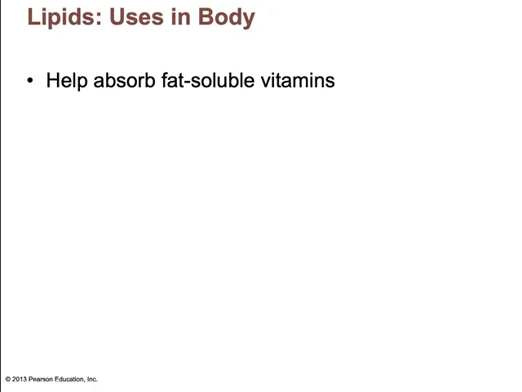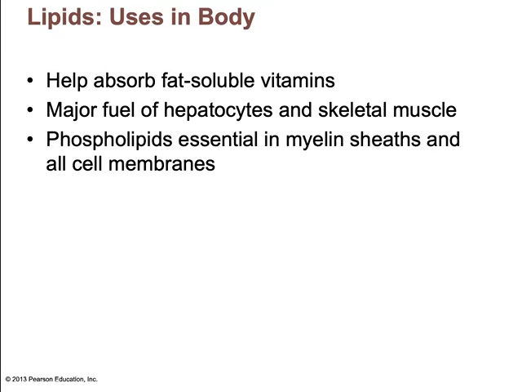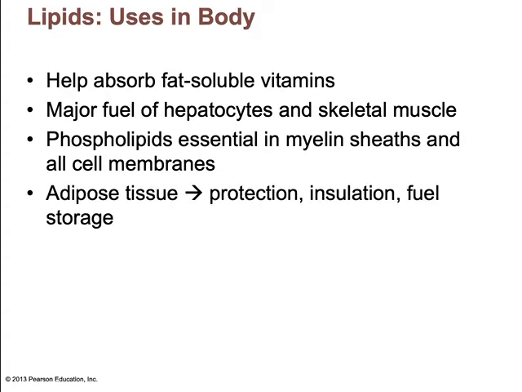Lipids help us absorb fat-soluble vitamins. Those are A, D, E, and K. And it's a major fuel for liver cells and for skeletal muscle. We've talked about phospholipids in cell membranes and membranous organelles. It's also critical in the production of the myelin sheaths in the central and peripheral nervous system. And adipose tissue, of course, is used for protection and insulation as well as fuel storage in the body.